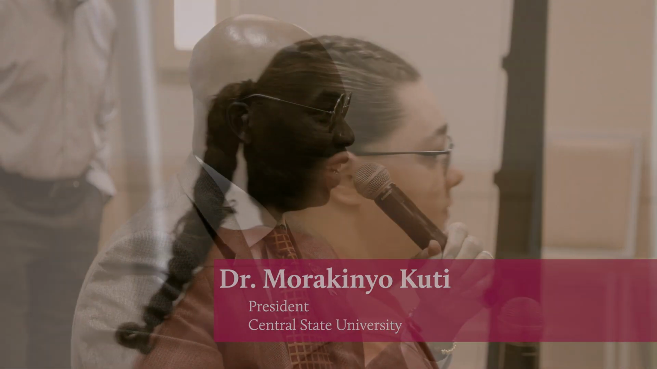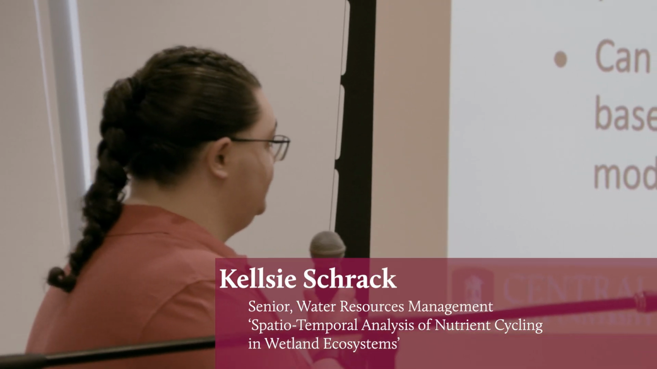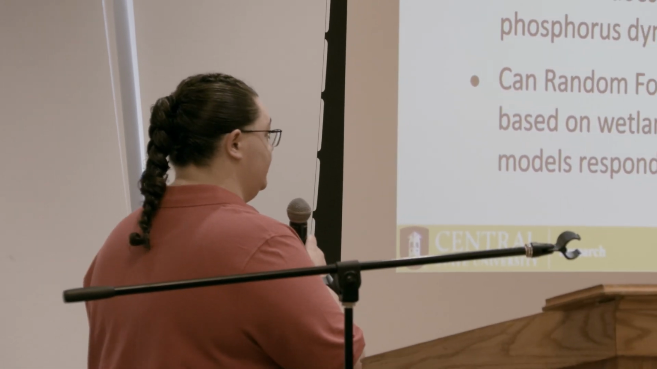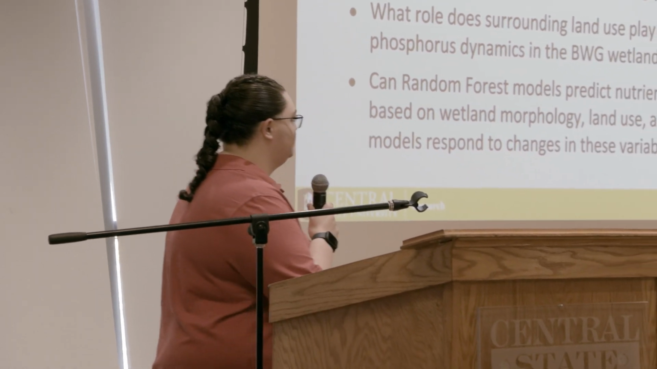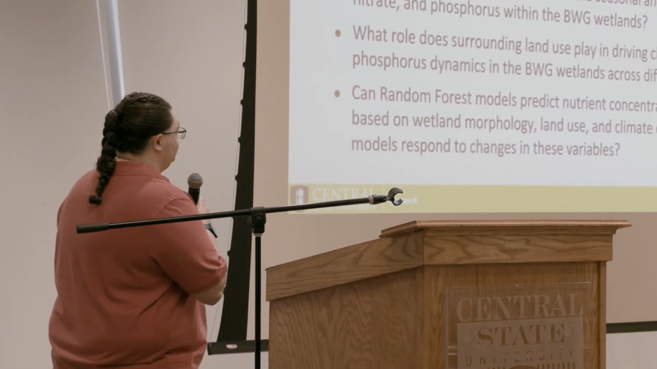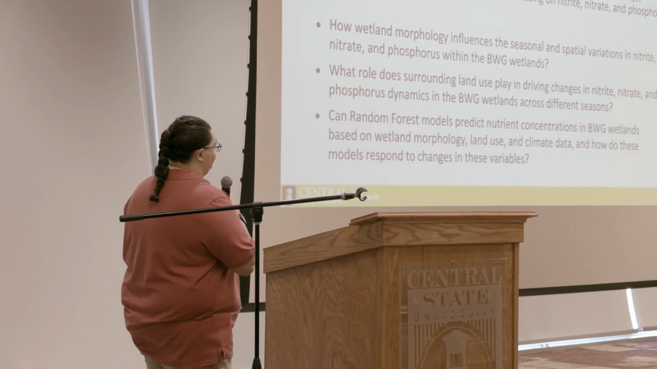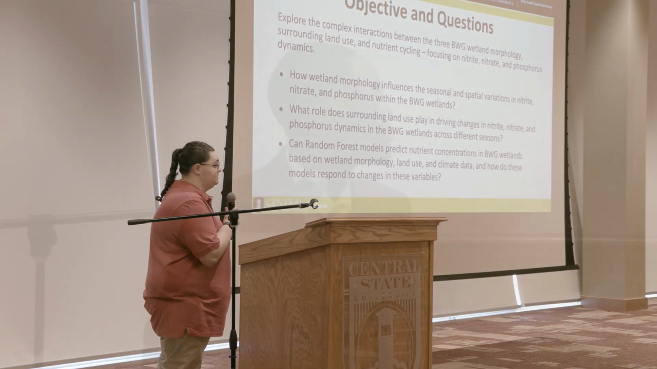We're proud of you. We're focusing on the nitrate and phosphorus dynamics. So three questions we have. How does the wetland morphology influence the seasonal and spatial variations in nitrate and phosphorus within these three BWG wetlands? And our second question is, what role does the surrounding land use play in driving these changes in nitrate and phosphorus dynamics in the three wetlands across the different seasons?